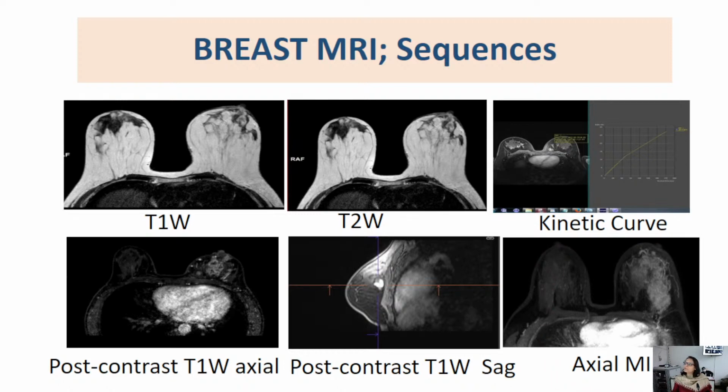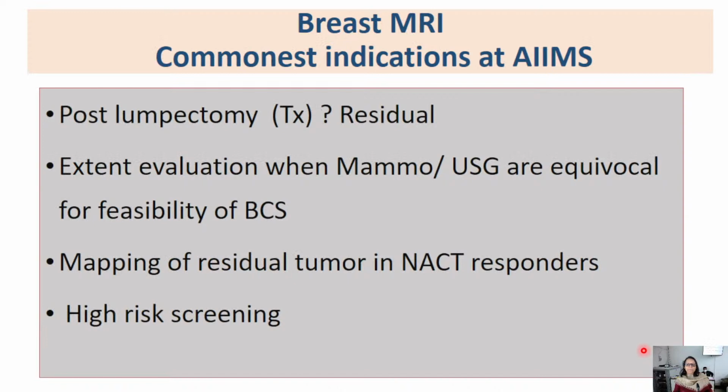Apart from that, another post-processing that helps us in depicting the lesion morphology with respect to the breast parenchyma and its localization and position is the MIPs. MIPs are the maximum intensity projections, which give us a global abnormality overview of the findings of the breast.